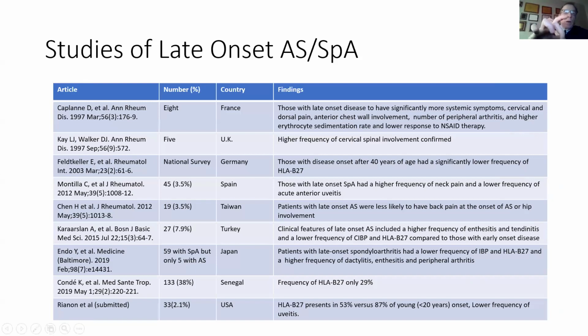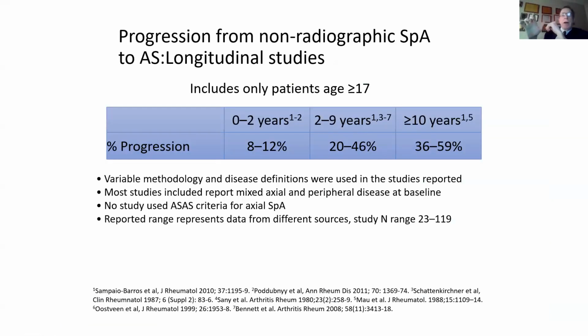We found 2.1% of our AS patients had disease onset over the age of 50, 7.9% of those from Turkey, 3.5% of those from Taiwan, 3.5% of those from Spain. Of course, the series from Senegal and from Japan were mainly spondyloarthritis in general, whereas the other cohorts were ankylosing spondylitis. What about progression from non-radiographic to radiographic disease?